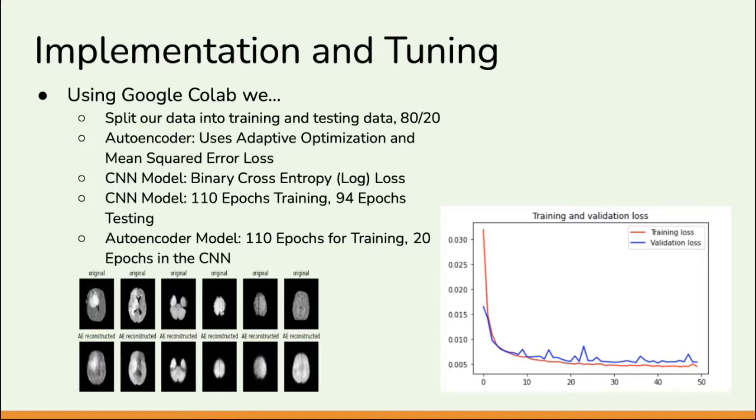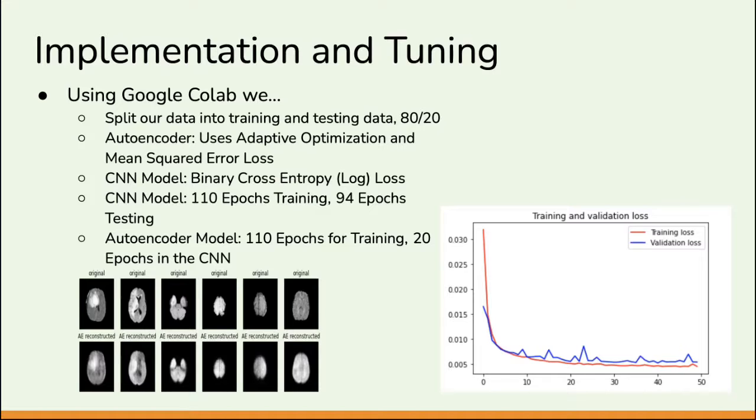Using Google Colab, we split our data into training and testing data at an 80 to 20 ratio, and we created an autoencoder that reduced feature dimensionality. This autoencoder used adaptive optimization and a mean squared error loss function, a common regression loss function. We then fed the autoencoder output into the convolutional neural network and compared those results with the CNN model trained on non-autoencoder image data. The CNN model used binary cross entropy, or log loss, which is a common classification loss function.